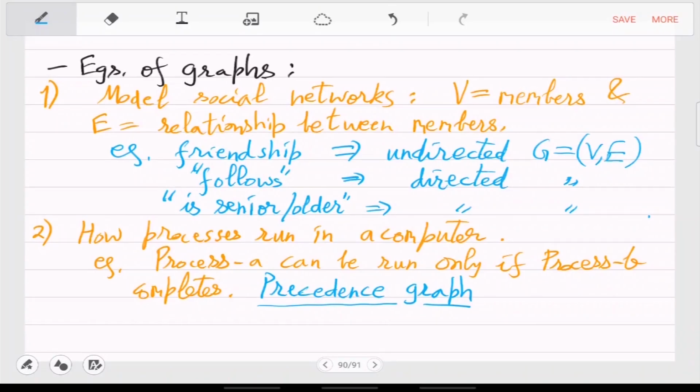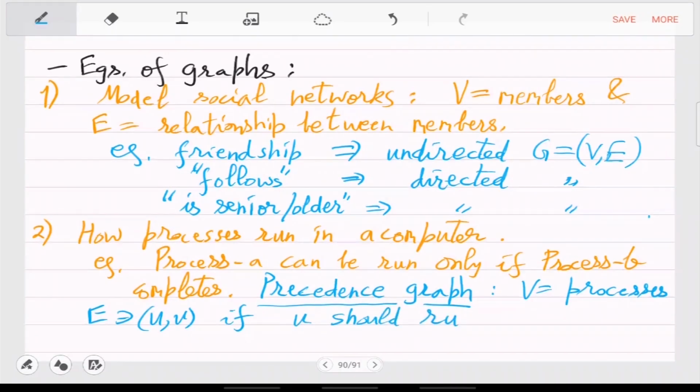In the precedence graph, the vertices are processes and edges are what should run, what should come before. So in the edge you have u comma v, if say u should run before v. So this again is a directed graph.